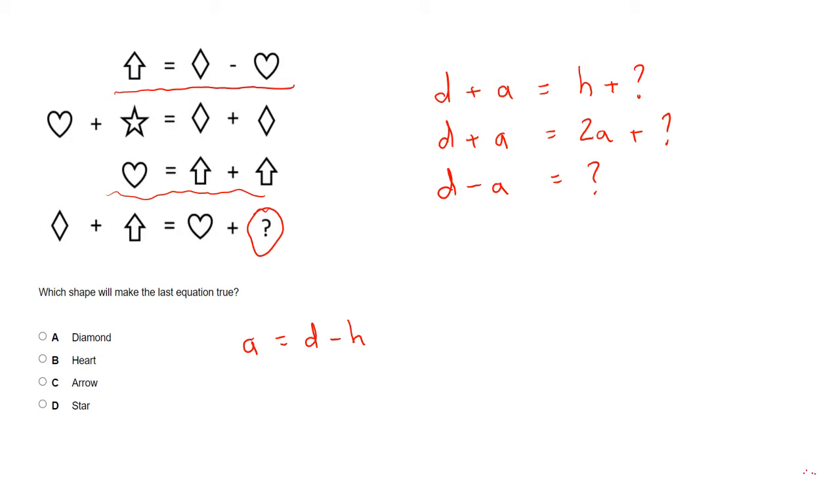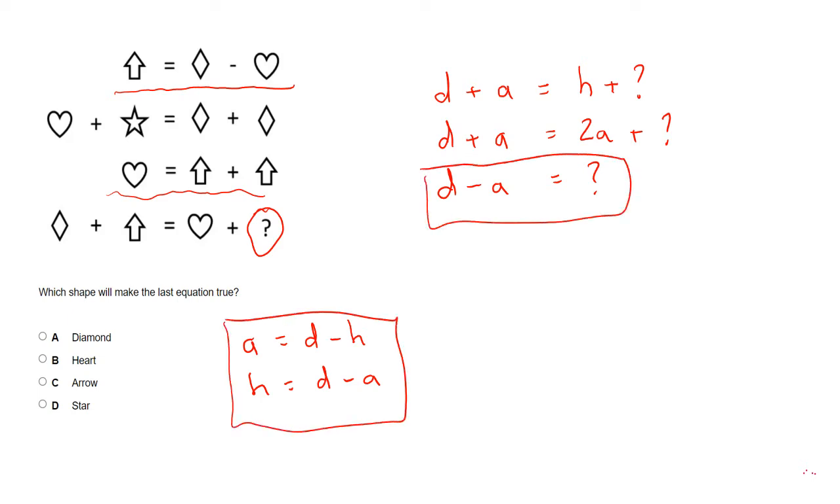So if we bring h over to this side and the a over to that side, we get that h is equal to d minus a. And now we're in business, because if we combine that with that, we realize that d minus a is equal to h, but it's also equal to the question mark. So h is equal to the question mark, and therefore the answer to the question is that the heart is the one that will make the equation true.